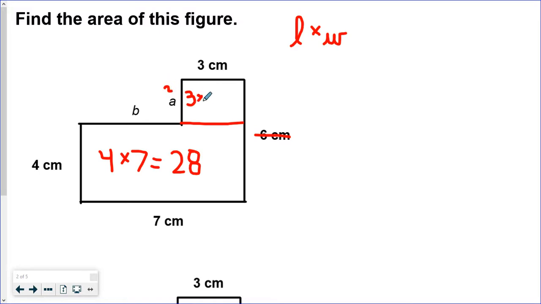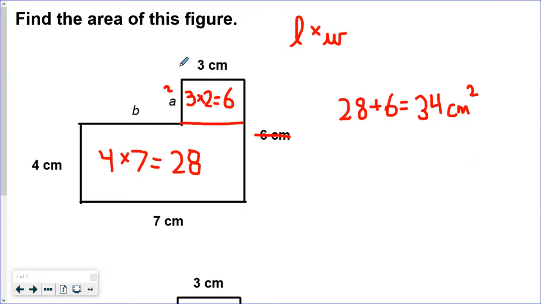So now I'm going to take 3 times 2 to find the area of this smaller rectangle. And 3 times 2 is 6. Now my last step is to take 28, and now I'm going to add 6 to that. And if I do my math right, 28 plus 6 gives me 34. And when I go to label that, I'm going to label that as centimeters squared because it's dealing with area.